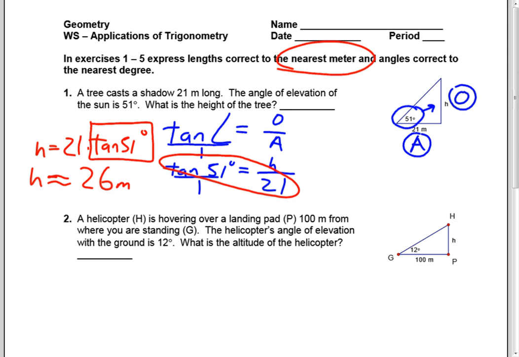Does it make sense in the drawing? Let's see. Put it here. What is the other angle that we haven't talked about? We got a right angle here. We got 51 there. What's that other angle? How much is left? 39.